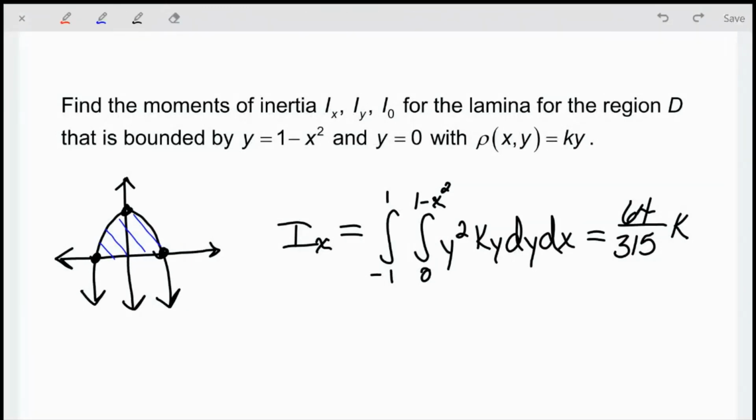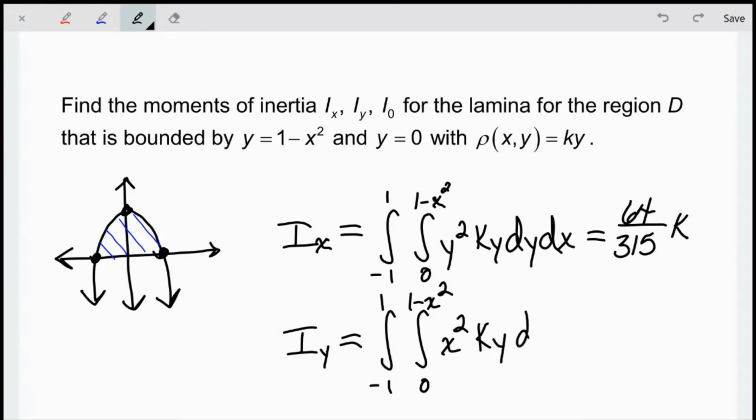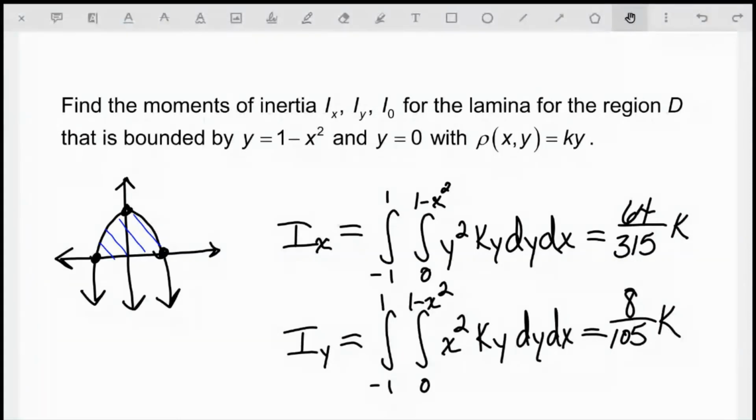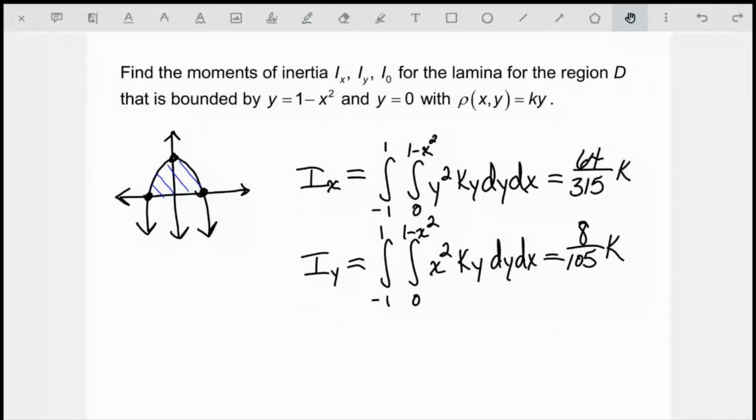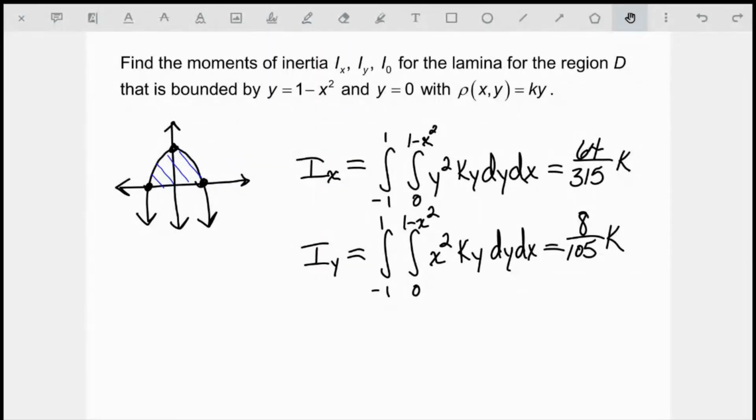Okay, so now we can do the same thing, moment about the y-axis. If I want the moment about the y-axis, I know most of this setup is going to be the same, the same limits of integration. The only difference this time is now I'm worried about how far I am away from the y-axis, and we're going to square that distance. So x squared ky dy dx. And when I solve that one out, I get 8 over 105 times k. Again, I'm skipping the double integral solutions here, so there is a little bit of work involved, but conceptually, the setup is fairly easy to do.